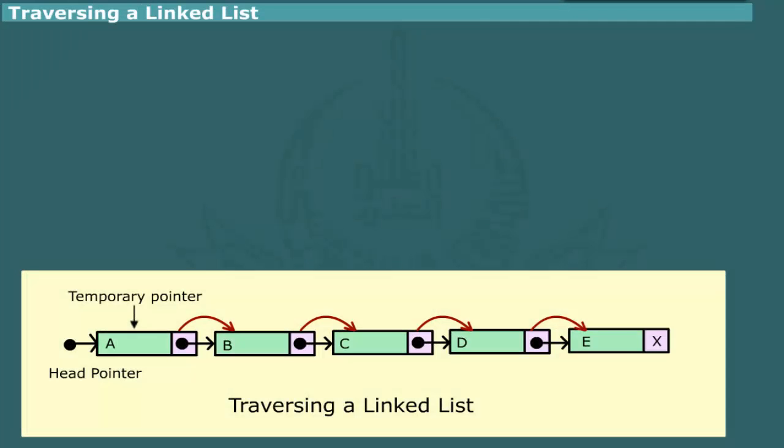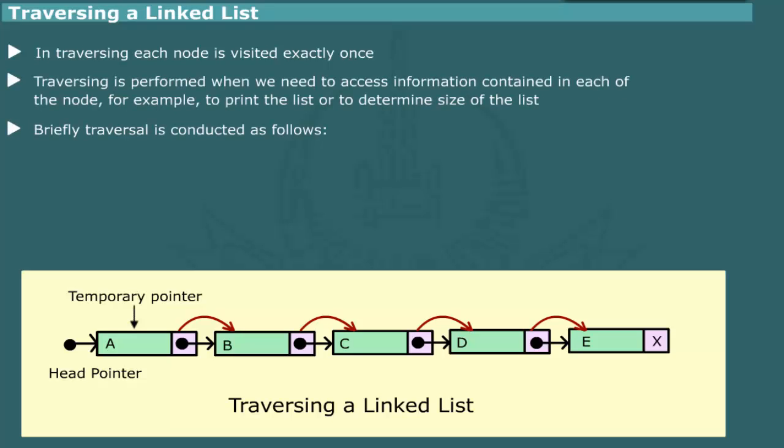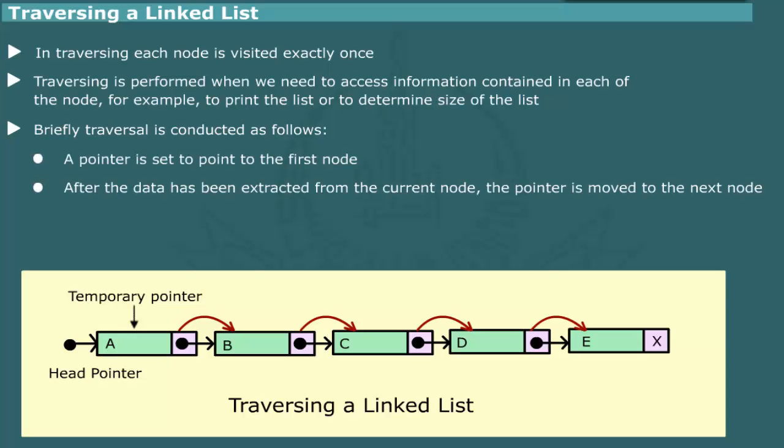Traversing a linked list. In traversing a list, we visit each node exactly once. Traversing is performed when we need to access information contained in the nodes of a linked list. Suppose we want to print the list or determine the size of a list, then traversal would be the natural procedure.